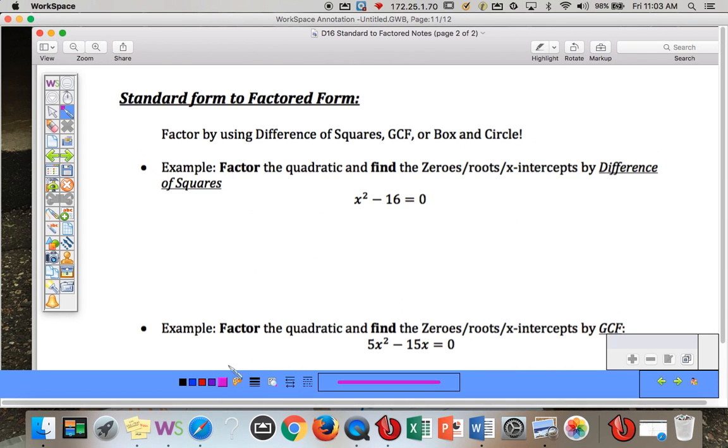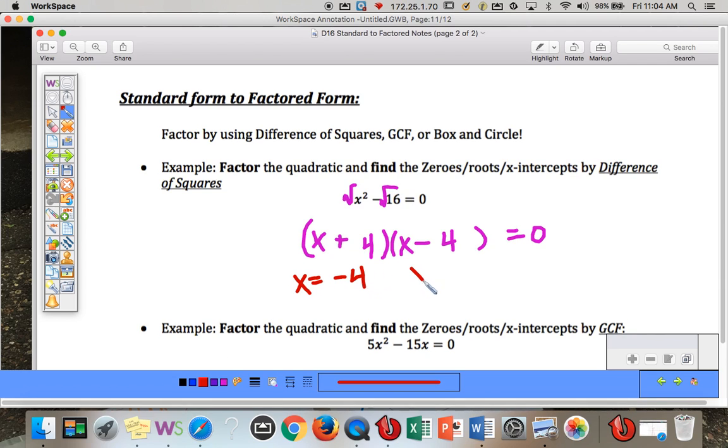The first is difference of squares. If they're both square numbers being subtracted, you can take the square root of each one. The square root of x squared is x. The square root of 16 is 4. So we get x plus 4 and x minus 4, and we have this right here. And then we can find the zeros. This would cross the x-axis at -4 and 4. So these are the zeros.